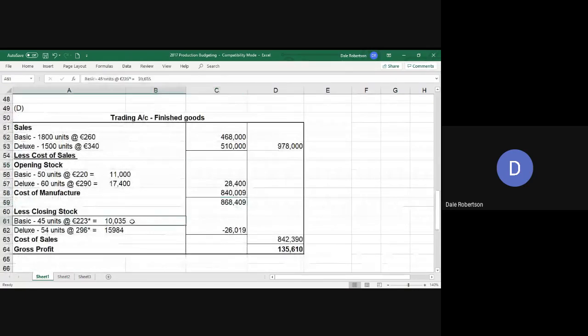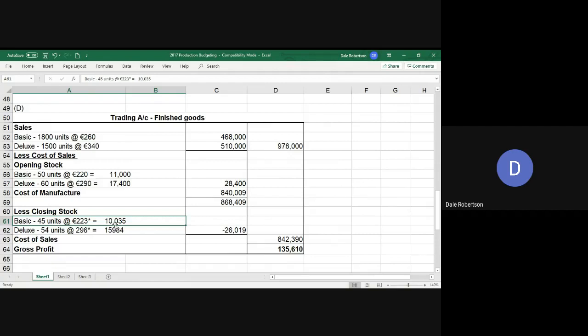Now, then we're looking at our closing stocks. And how do we get that? Well, 45 units, that is a 10% drop on the 50 up here. Closing stock reduced by 10% by our new figure that we have calculated of 223 each, gives you 10,035. And 60 take away 10% gives you 54 by 296 gives you this.